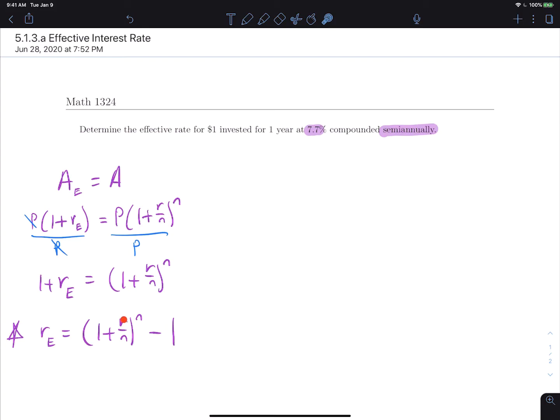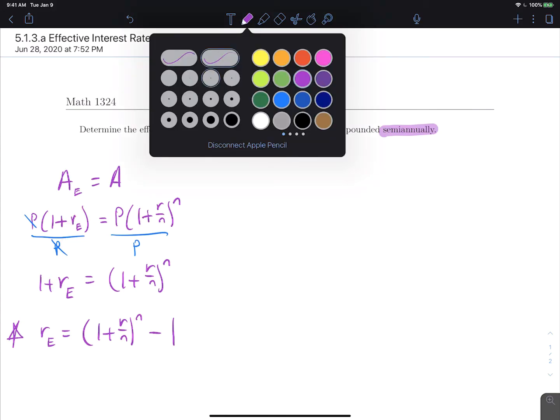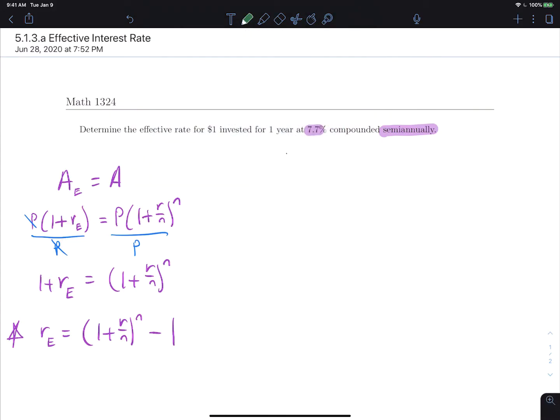So notice that in this formula, I just need to know the interest rate that we're told and the number of compounding events per year. And this is actually trying to get us there the long way, but now that we know this, we can always use it. So, knowing this, R in this question is 0.077. N is semi-annual, which means twice a year. So that means that the effective interest rate is going to be 1 plus 0.077 all over 2 squared, and then minus 1 there.